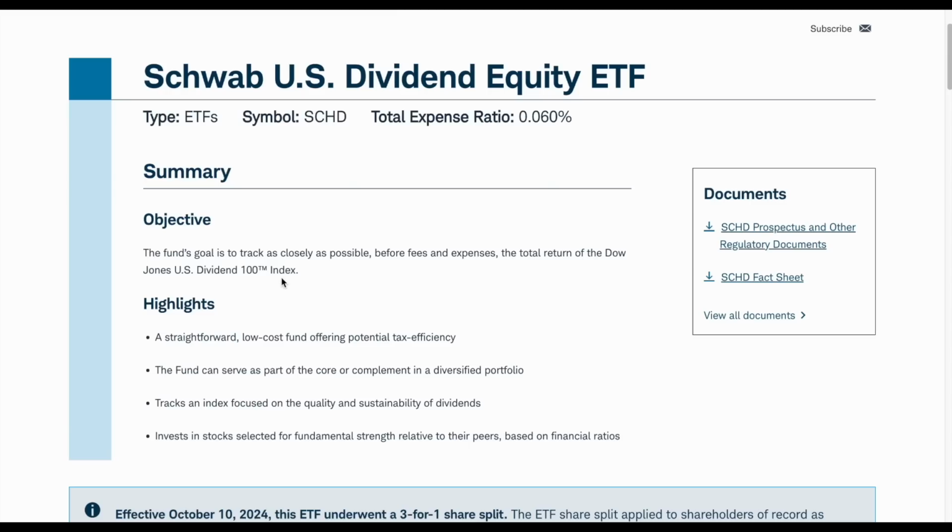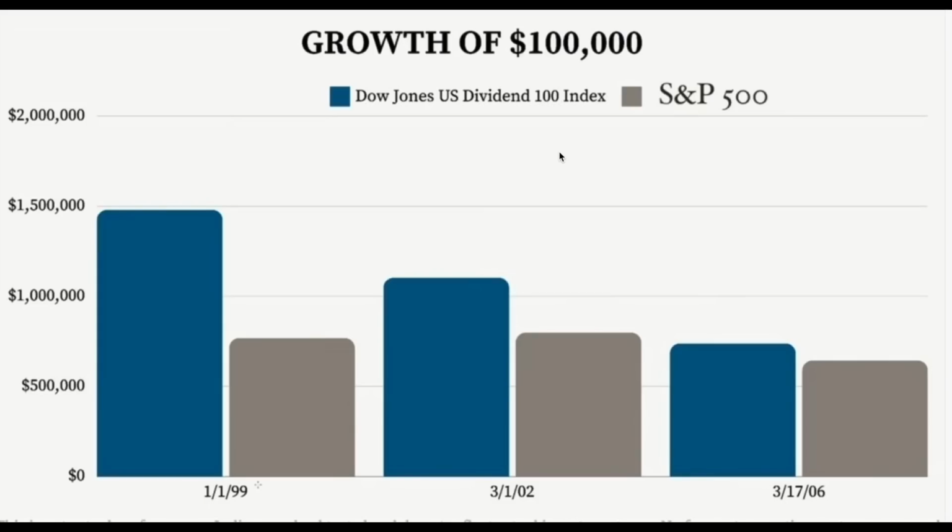This index has existed since 1999, and this is where SCHD really starts to shine. Since the launch of the Dow Jones US Dividend 100 Index in 1999, it's way outperformed the S&P 500. Thanks again to SCHD Stan for sharing this chart, but we can see the hypothetical growth of $100,000 would have grown to almost $1.5 million with the Dow Jones US Dividend 100 Index.